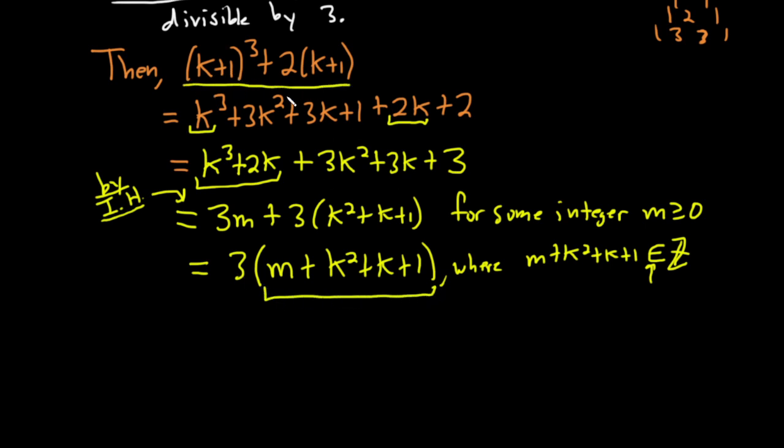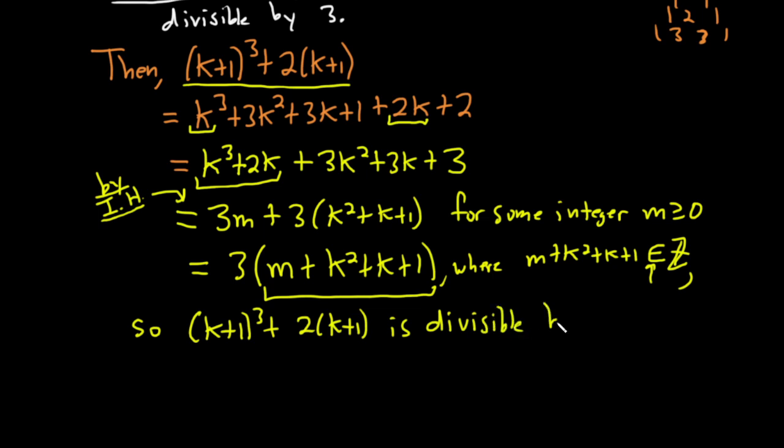So this is a multiple of 3. So this is divisible by 3. So we have that (k plus 1) cubed plus 2 times (k plus 1) is divisible by 3. This shows that our statement is true when n is equal to k plus 1. So this shows that S sub k plus 1 is true.